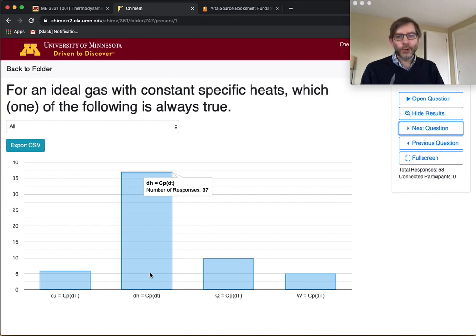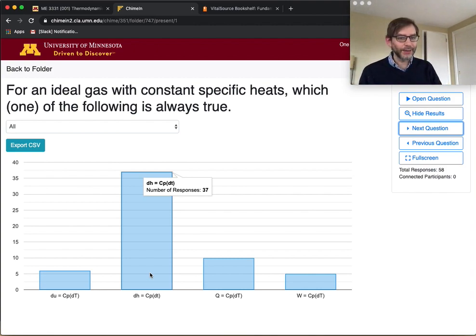Somebody asked me a question during my office hours yesterday. Essentially, the question was, if you have an ideal gas problem, when do you get to assume that you have constant specific heats and use the specific heat? Essentially, the answer is when the problem tells you to do it.